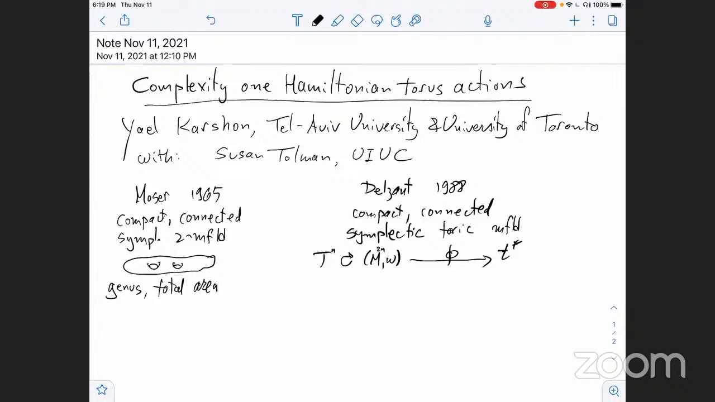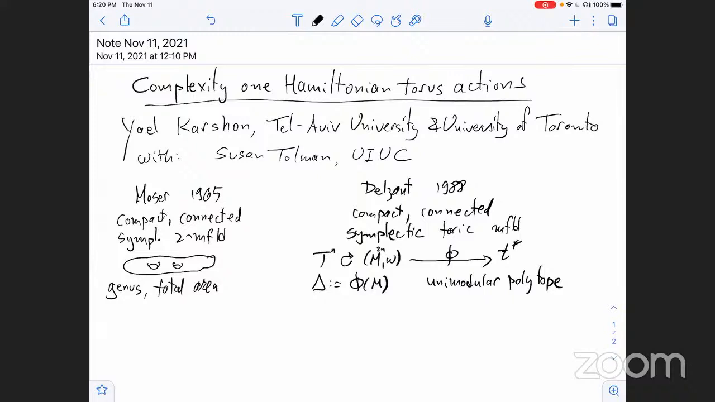It means that locally it is lattice equivalent to open subsets of the positive orthant in R^n with the standard Z^n. And Delzant classifies these up to equivariant symplectomorphism by their momentum images, and these are unimodular polytopes. And every unimodular polytope is obtained in this way. And the word complexity one that appears in the title refers to a situation which in some sense is a combination of Moser's theorem and Delzant's theorem, but they combine in very interesting and rich ways.